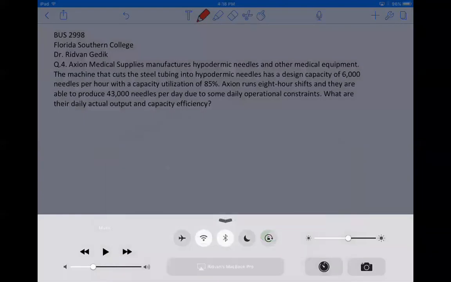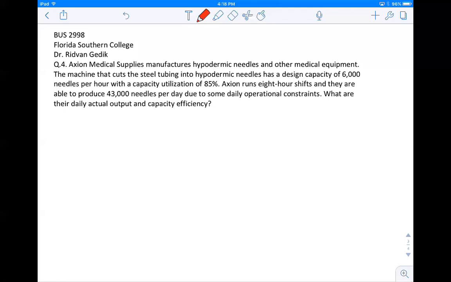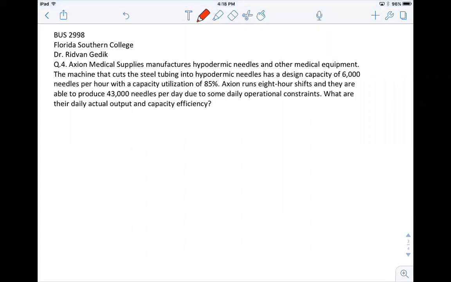Hello everyone. In this video, I'm going to talk more about Chapter 7 related capacity management techniques, theorems, and tools. More specifically, I will be solving question number 4 in the question set that I distributed. In this question, you're going to learn more about what capacity efficiency is and what capacity utilization is. So let's get started. Let's jump into the question.